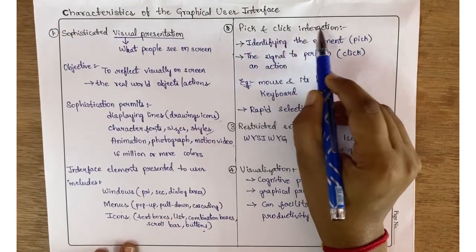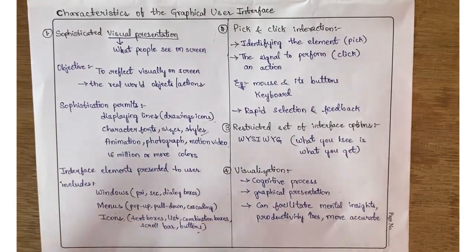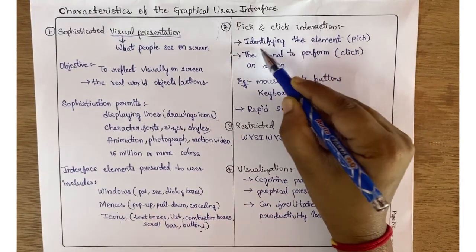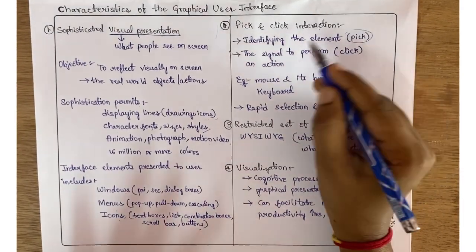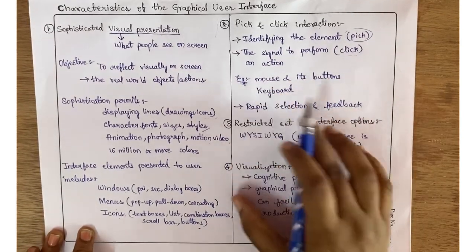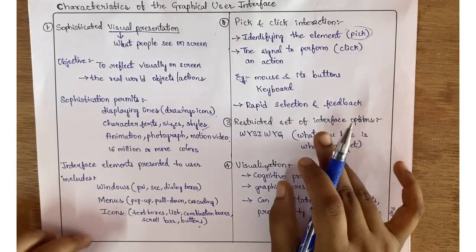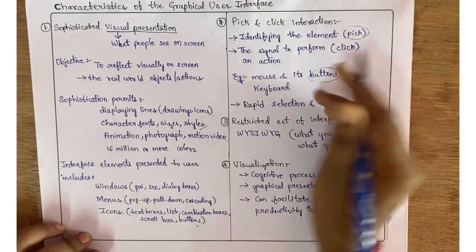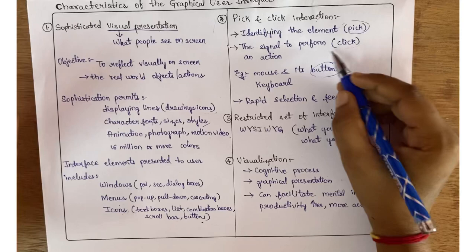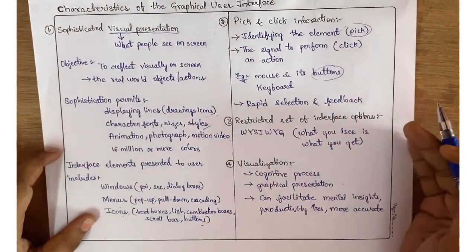And coming to this pick and click interaction, it is simply that on the screen, whatever we want, we will be selecting it and we will perform our actions. That means identifying what element we need is the pick thing. And then the signal to perform that action is a click. For example, let's take the mouse. Now, we will select some objects on the screen. Then we will press that button. That means whatever we have selected is the pick part. And clicking the button is the second one. I hope you got this, simply selecting and doing our own actions.